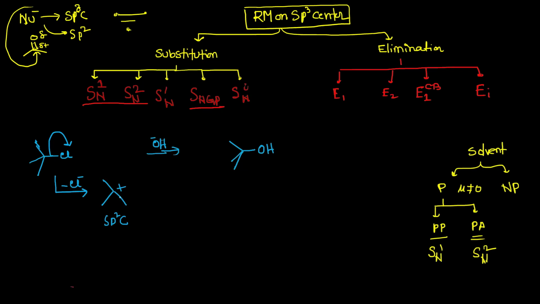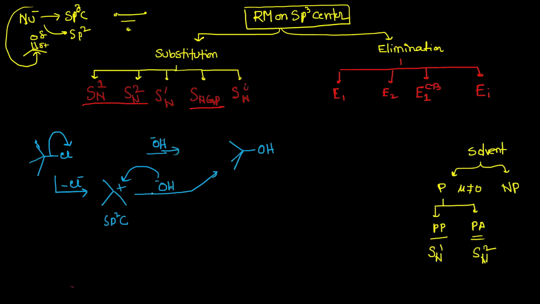Is this stable? It should be stable. Otherwise this will not form. At this particular structure, it is stabilized by 9 hyperconjugative structures of 3 methyl groups. In the next step, what can happen? This OH minus is going to attack here and this final product will form.